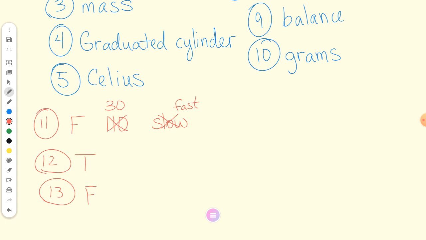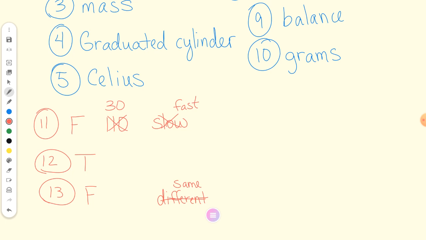Okay, we could change the word different to the same, because gravity has no effect on mass. Mass is mass. It doesn't matter where you're at. If you're measuring mass, you will always get the same number.